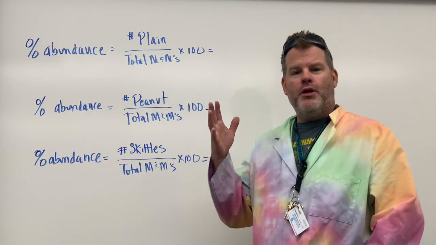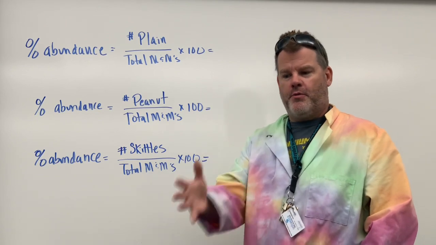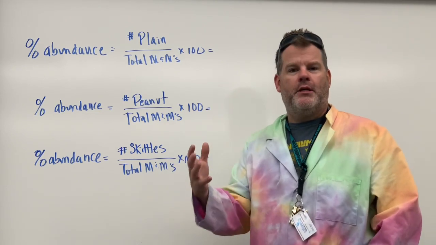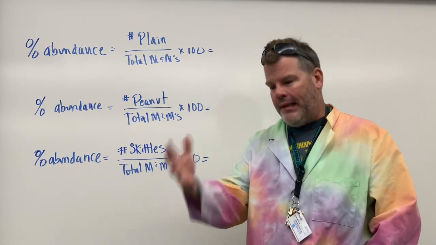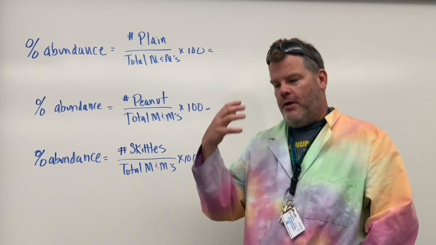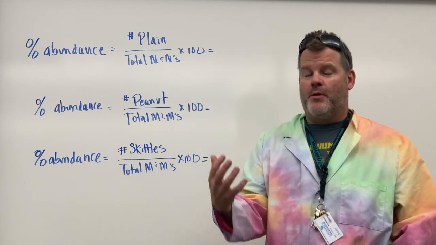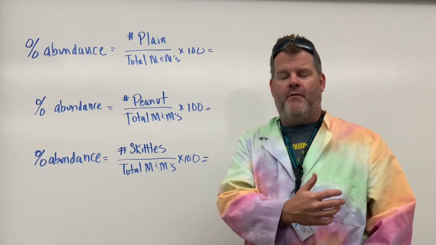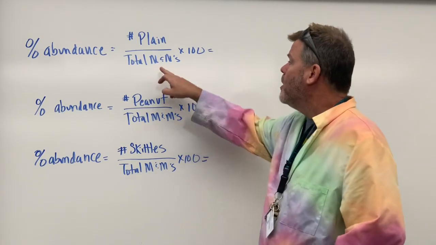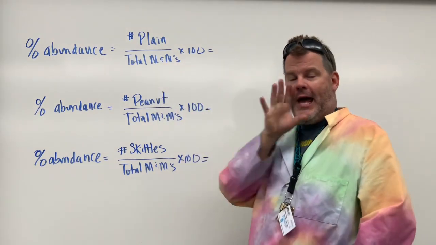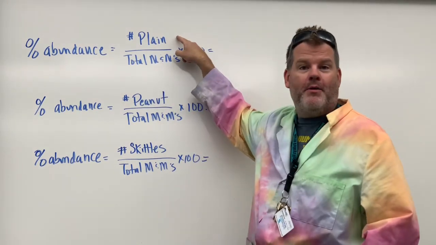Now that you have paused the video three different times and counted the total number of plain M&Mium isotopes, the total number of peanut M&Mium isotopes, and the total number of sour Skittles M&Mium isotopes we have, you should be able to figure out the total number of M&Ms. Add them, and then you know how many we have of each one.